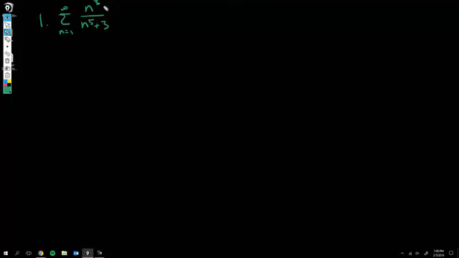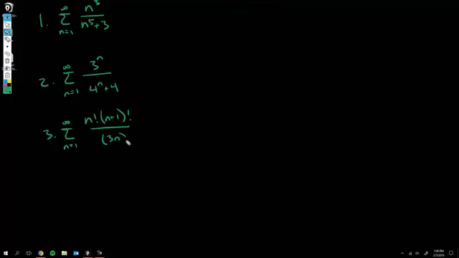Right, so first n to the third, or n cubed divided by n to the fifth plus 3. The second is the sum from 1 to infinity of 3 to the n power divided by 4 to the n power plus 4. Okay, the next one is the sum from 1 to infinity of n factorial times n plus 1 factorial divided by 3n factorial.